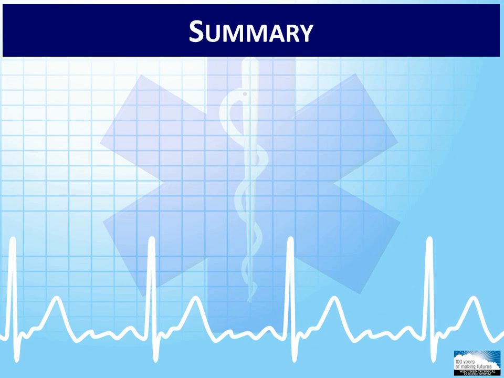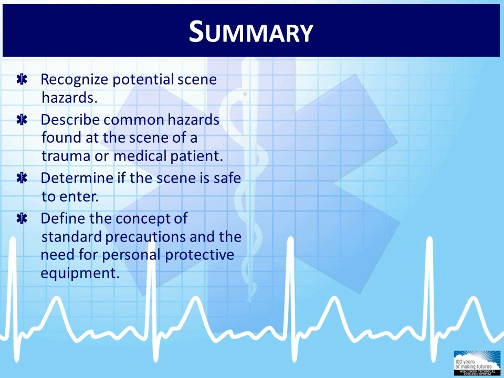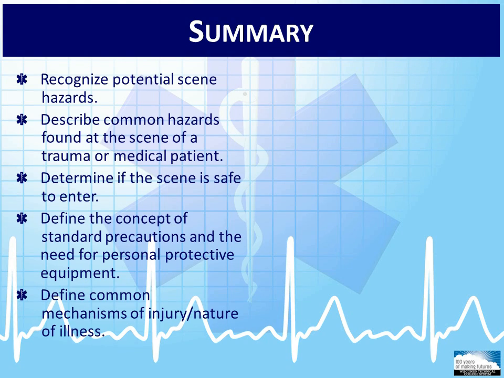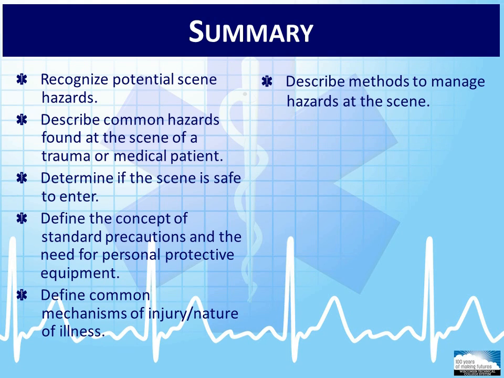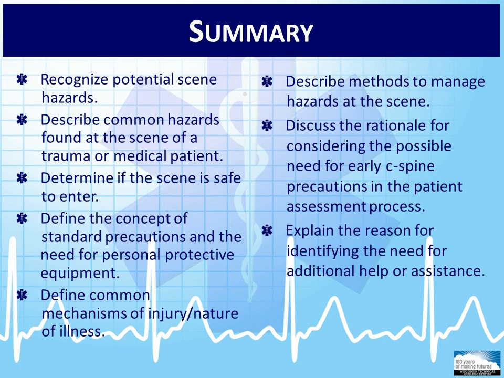Given your completion of this module, you should now be able to recognize potential scene hazards, describe common hazards found at the scene of a trauma or medical patient, determine if the scene is safe to enter, define the concept of standard precautions and the need for personal protective equipment, define common mechanisms of injury and nature of illnesses, describe the methods to manage hazards at a scene, discuss the rationale for considering the possible need for early C-spine precautions in the patient assessment process, and explain the reason for identifying the need for additional help or assistance.